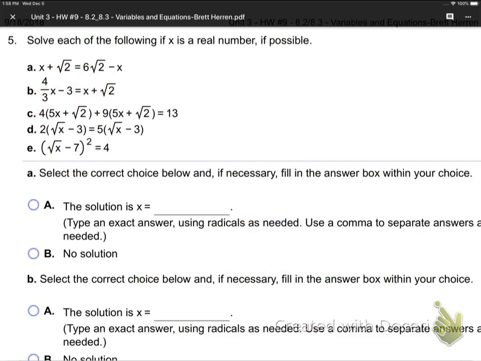One more of these. Root x minus 7 squared is 4. Okay. Let's try that one. This one's a little tricky. Okay, so first off, how do I get rid of that square? I root it, right? Now, hold on.